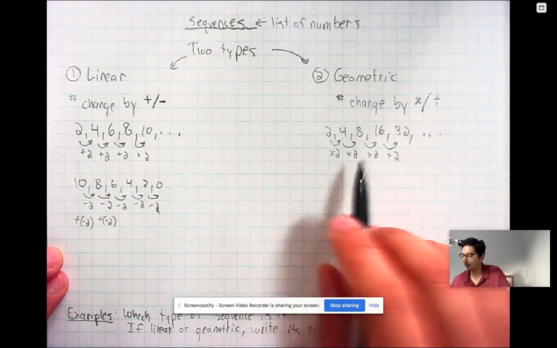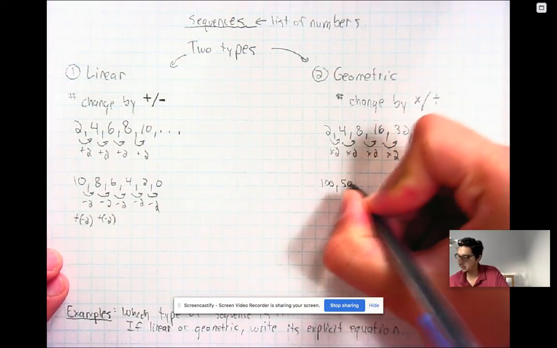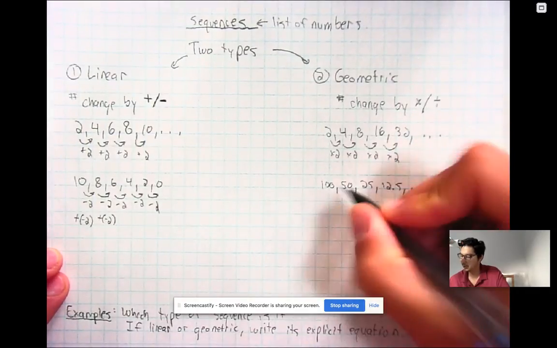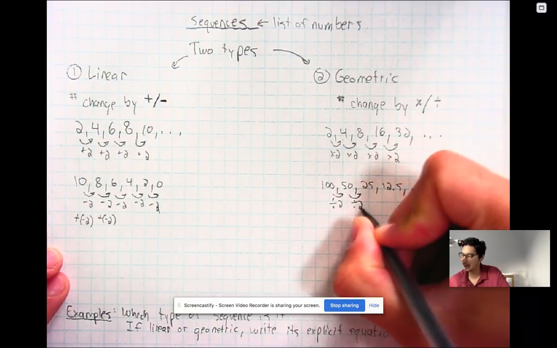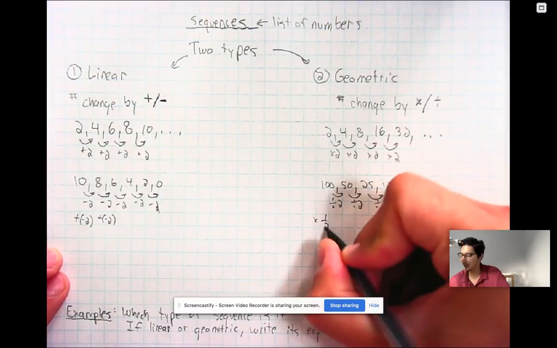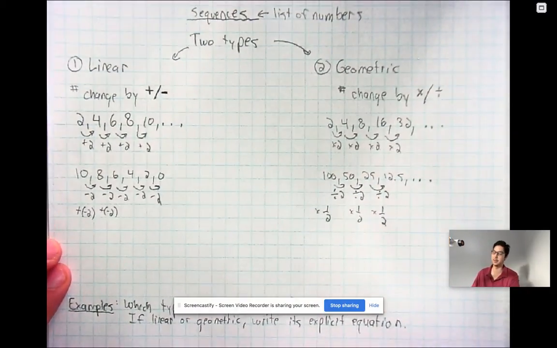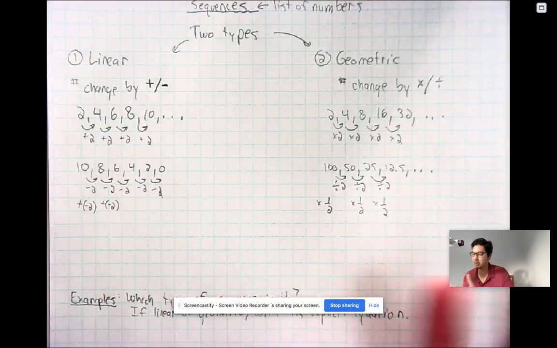And same thing over here if we looked at, say, division, where I do 100, 50, 25, 12.5, and so forth. Hopefully what you see is that it's dividing by 2. It's getting cut in half. Well, dividing by 2 is the same as times 1/2, where those are the same thing. Okay. Now, with linear and geometric, those are sequences, just lists of numbers.